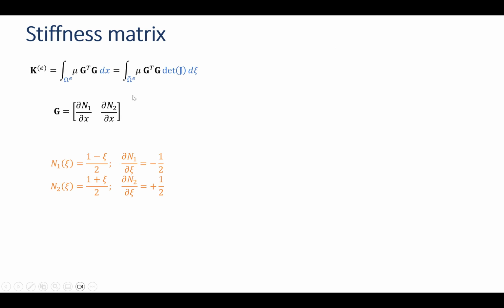Okay, so this is our element stiffness matrix, and note that G is an array. We have two basis functions, so G is dN1 by dx and dN2 by dx. So here G is a 1 by 2 array. And when we do G transpose, we get a 2 by 1 array. So 2 by 1 multiplied by 1 by 2, we get a 2 by 2 matrix. These are our basis functions N1 and N2 in terms of xi and their derivatives with respect to xi. Okay.